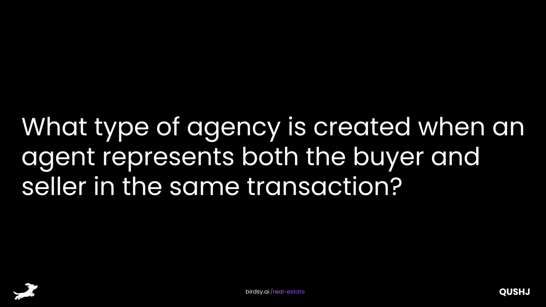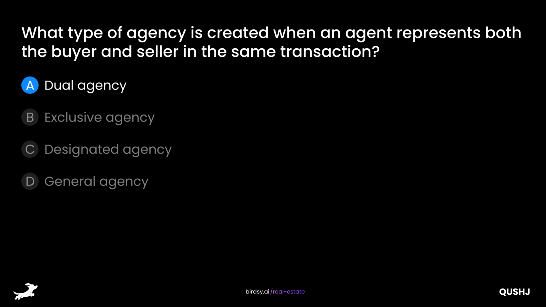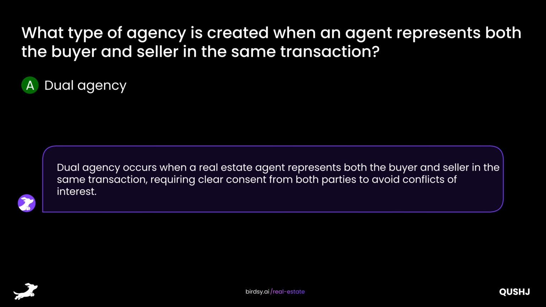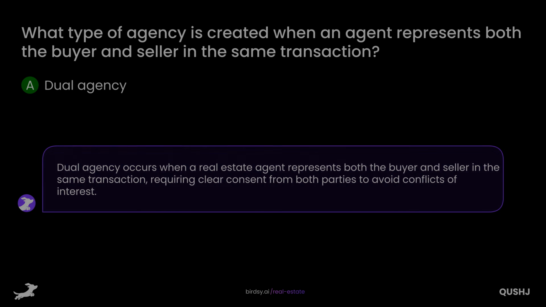What type of agency is created when an agent represents both the buyer and seller in the same transaction? Is it A, dual agency, B, exclusive agency, C, designated agency, or D, general agency? The answer is A, dual agency. Dual agency occurs when a real estate agent represents both the buyer and seller in the same transaction, requiring clear consent from both parties to avoid conflicts of interest.